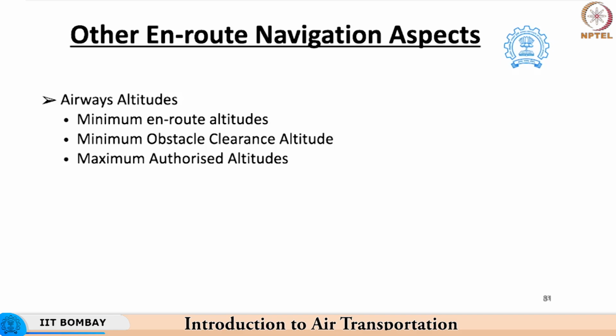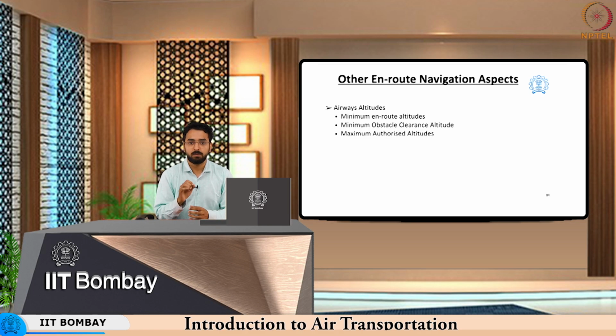Minimum en route altitude basically corresponds to the minimum altitude at which the aircraft can operate depending on the reception of the signal. So these are basically determined by the minimum altitude at which efficient signal reception can be obtained, while also complying with the minimum obstacle clearance that is available en route.